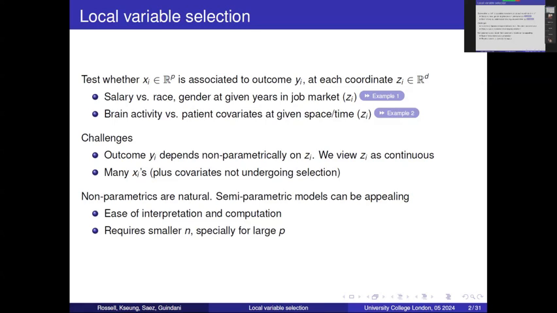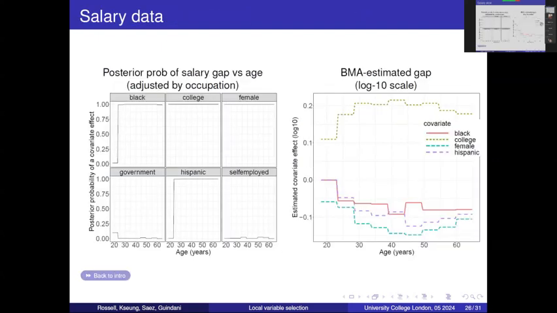Let me give you a couple of examples to motivate what this is about. So example number one is some salary data set. The outcome is the log of the hourly salary that a person gets. There's a bunch of covariates. Here's 6 of them. There's others not being shown. What I have here is age, so the age of the worker. And I'm looking at the effect of these covariates at different ages, that means different career stages. So here at 20 are people who just joined the workforce, and here at 60 are people who are close to retiring. And you can see here 6 different covariates.